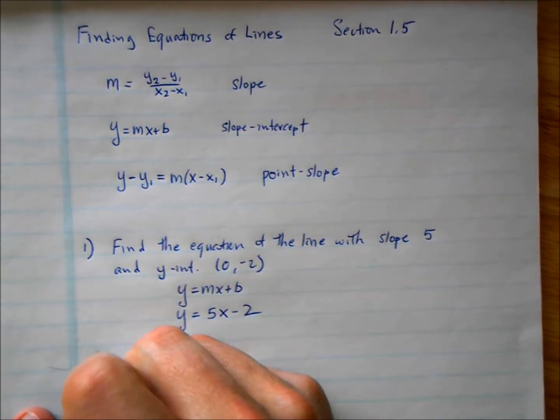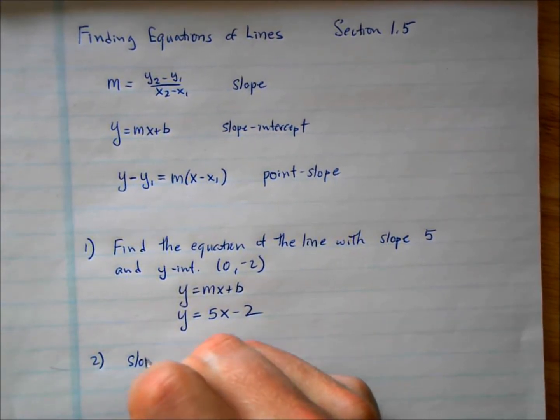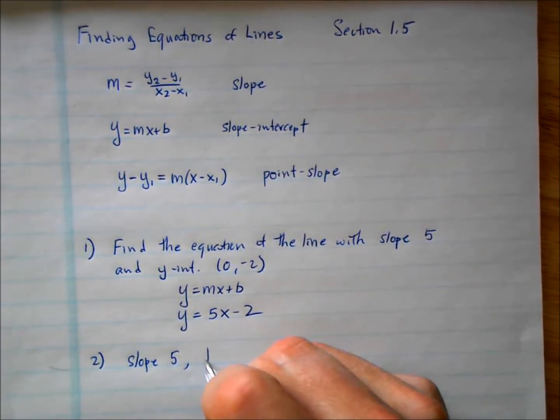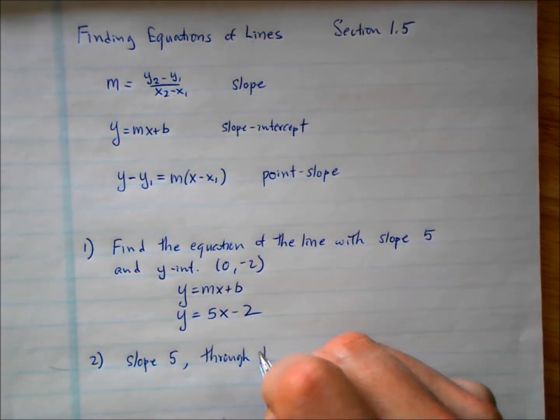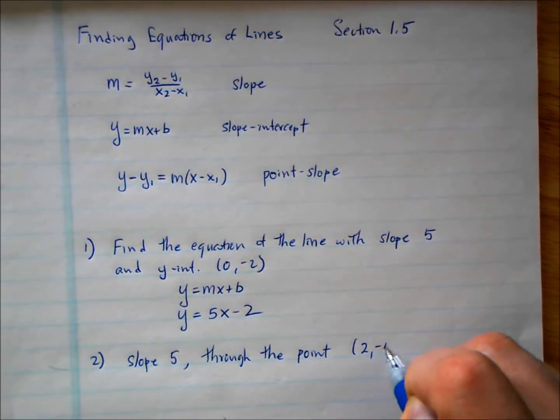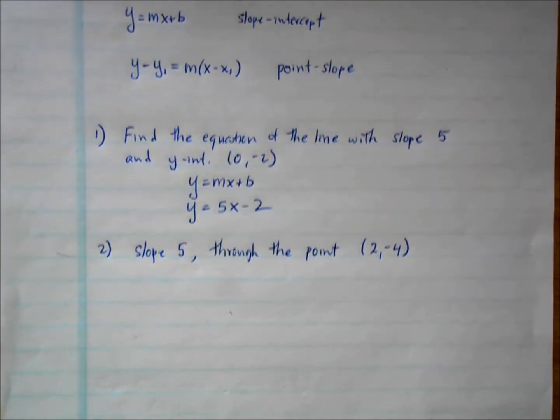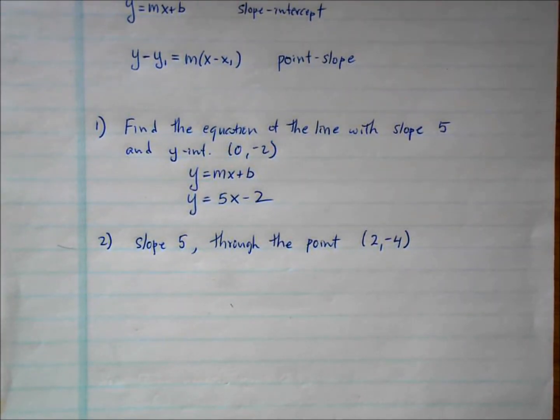Alright, so number 2. Same directions, find the equation of the line, and again we'll stick with slope 5, but this time through the point 2, comma negative 4. The big difference between problem 1 and problem 2 is that in problem 2 I give you the slope, but I did not give you the y-intercept. I gave you a different point, the point 2, comma negative 4. There are two different ways to do this problem, and I'm going to do them both ways, and we'll talk about why you might want to use one or the other.